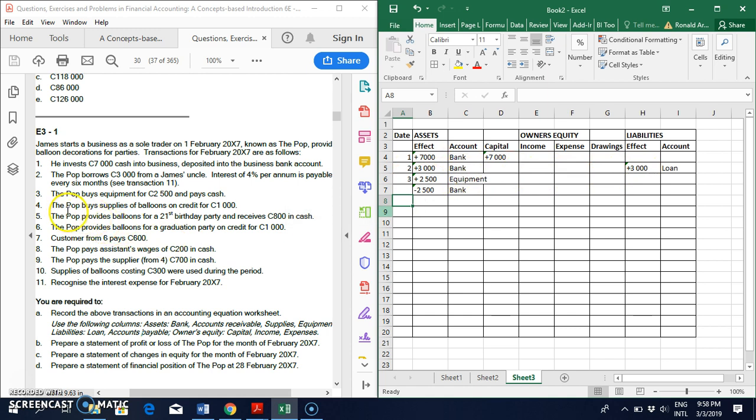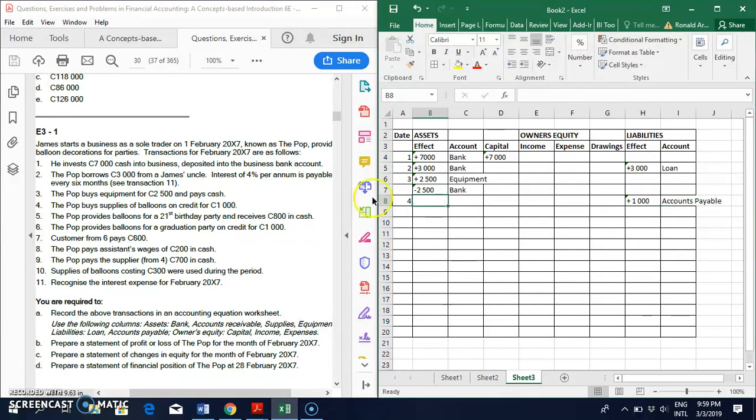Transaction 4. The Pop buys supplies of balloons on credit for 1,000 Rand. So remember, we buy balloons to decorate for parties. So we say transaction number 4, and it says we bought on credit. So we know that our liabilities is involved. So we go under liabilities and increase our liabilities with 1,000 Rand, and that would be accounts payable because we purchased on credit.